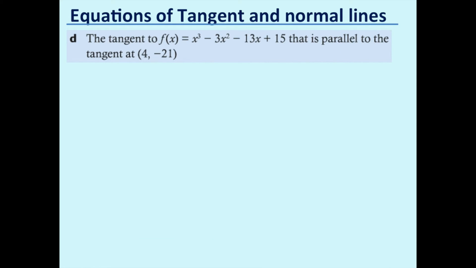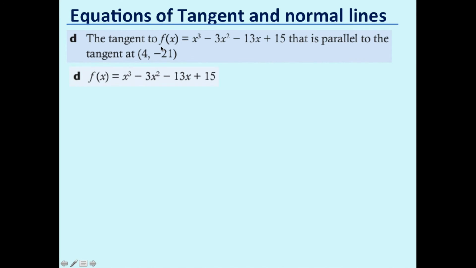Part D then, the final one. Find the tangent to this cubic, which is really going to challenge you a little bit because there's lots going on. So we've been asked to find the tangent to this curve that is parallel to the tangent at 4, negative 21. So let's try and unpick this because there's quite a lot going on.